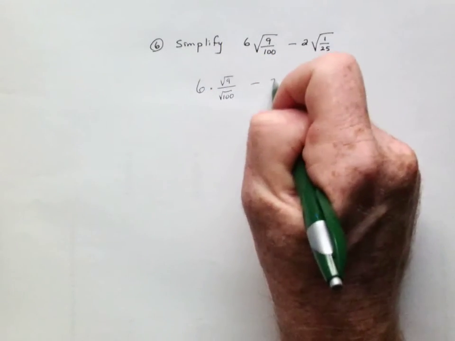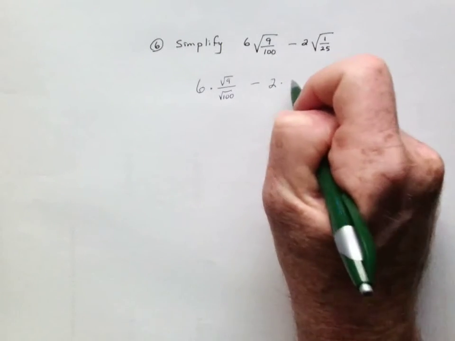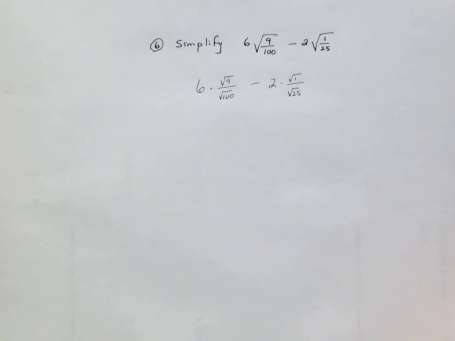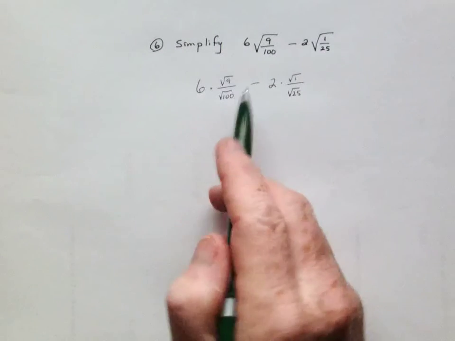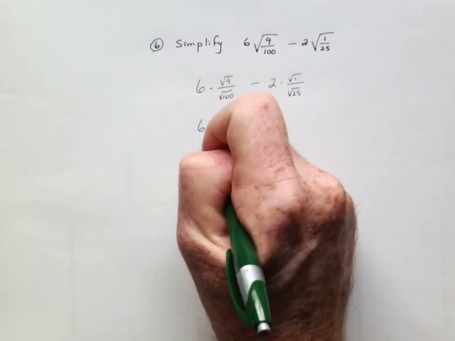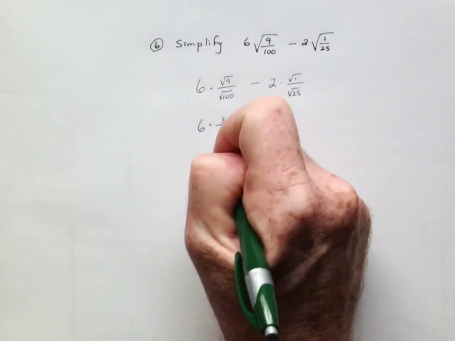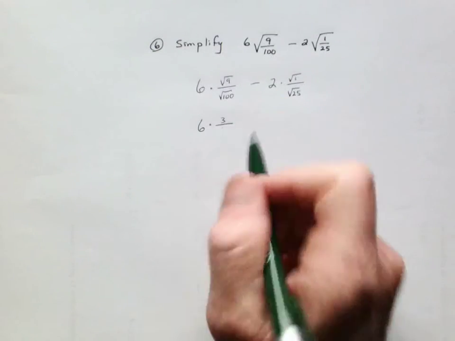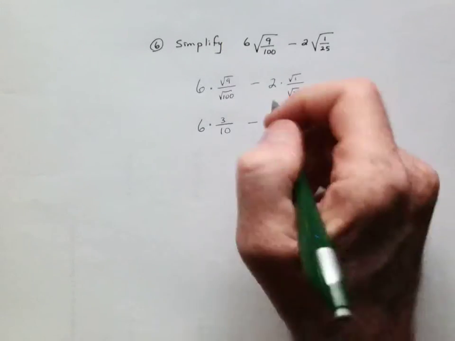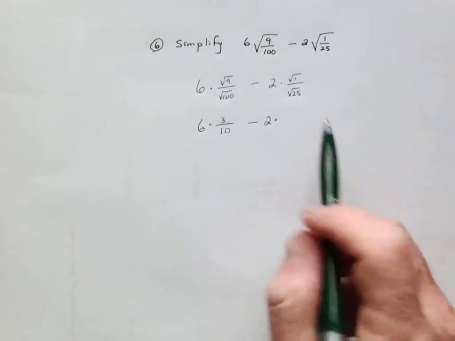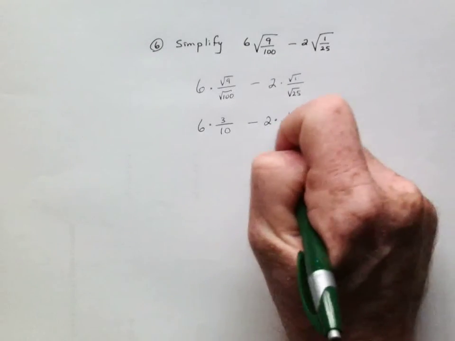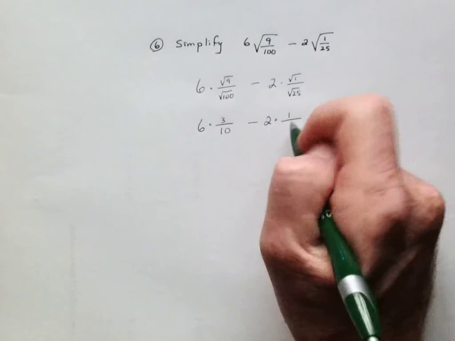I'm going to do the same thing over here. The 2 stays there, and then take the square root of the top and take the square root of the bottom. And then the square root of 9 is 3. So it's going to be 6 times 3 over, and then the bottom, the square root of 100 is 10. Then for this one, the 2 stays there. It's waiting until I do these square roots. The square root of 1 is 1, and the square root of 25 is 5.